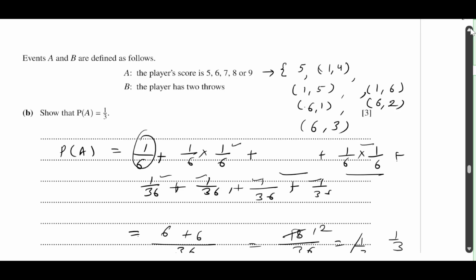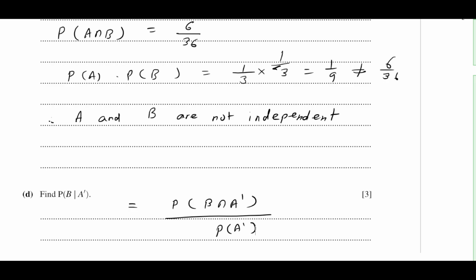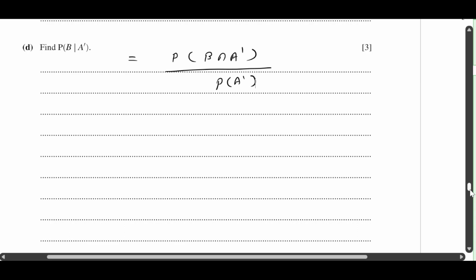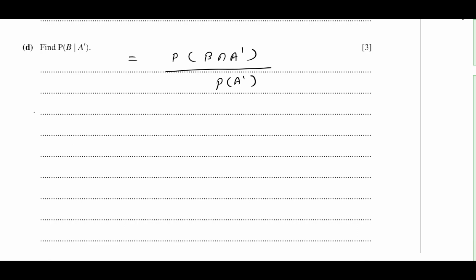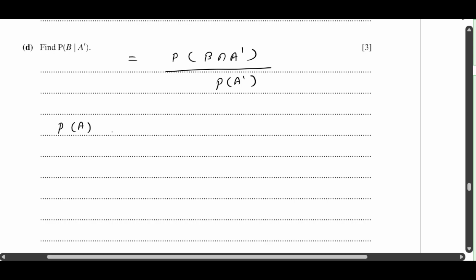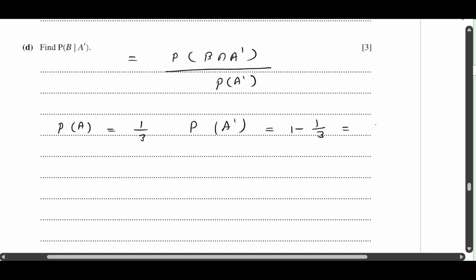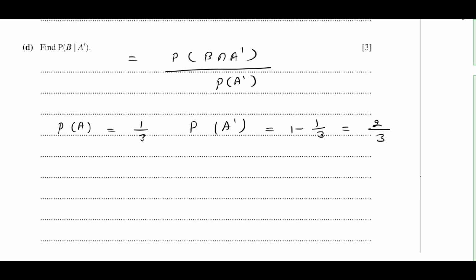Now the probability of A complement means I'm not getting these scores. For the probability of A complement, simply here I should know what the probability of A is. Probability of A is 1 by 3. So the probability of A complement will be 1 minus 1 by 3, which comes out to be 2 by 3. This is the probability of A, and this is the probability of A complement.